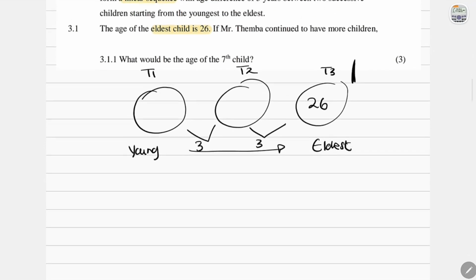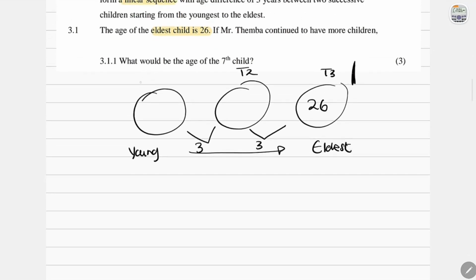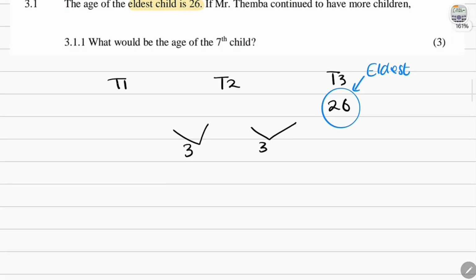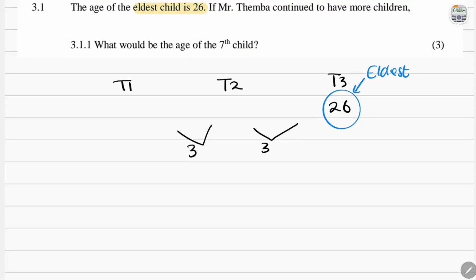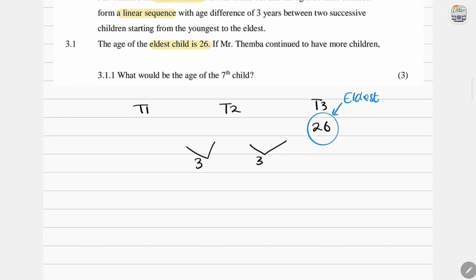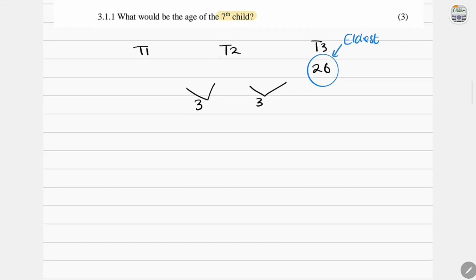So we can see that what we have here is a linear pattern with a constant difference of 3. The third child is 26. The only info that we know is that the third term is 26 and the constant difference is 3. From this info we can find the ages of the 2 other kids, but they didn't really ask for that. They only specifically asked for the 7th child's age, if he decides to keep having kids.